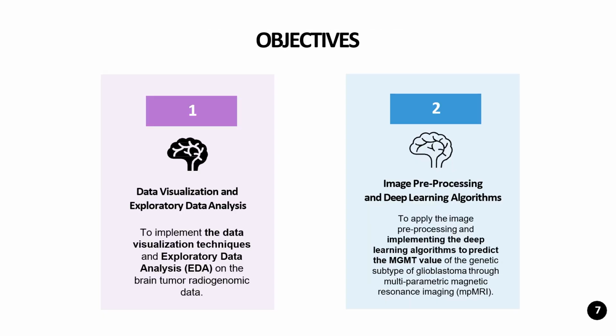This is the objective of our project. The first objective is to implement data visualization techniques and exploratory data analysis, or EDA, on the brain tumor radiogenomic data to get more information about the brain tumor. And the second objective is to apply image pre-processing and to implement deep learning algorithms to predict the MGMT value of the genetic subtype of glioblastoma through multi-parametric magnetic resonance imaging.